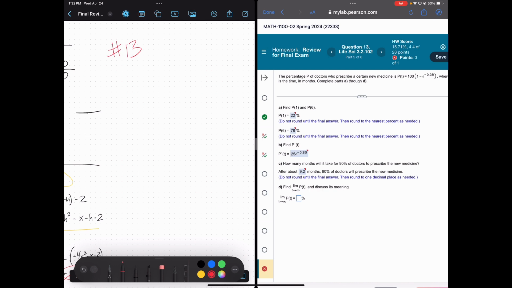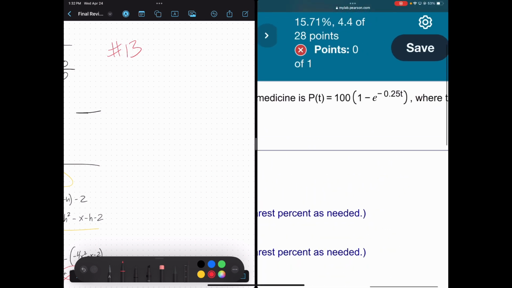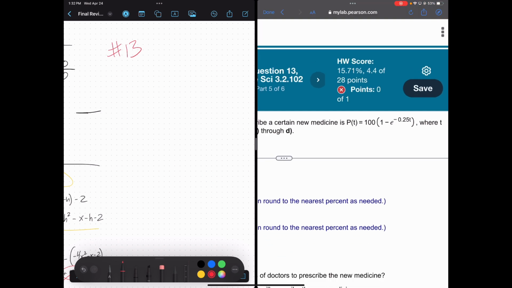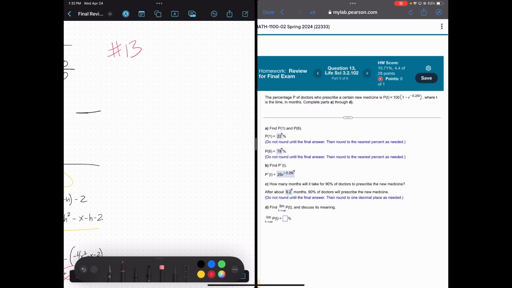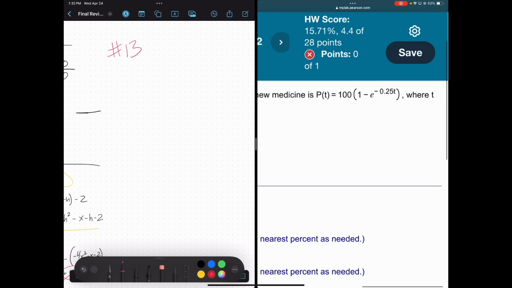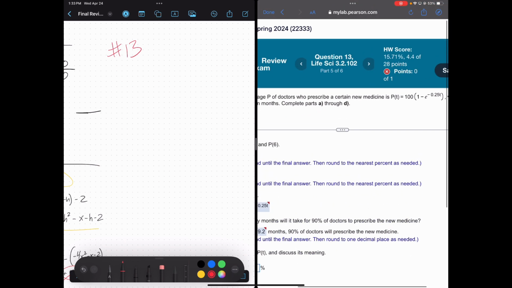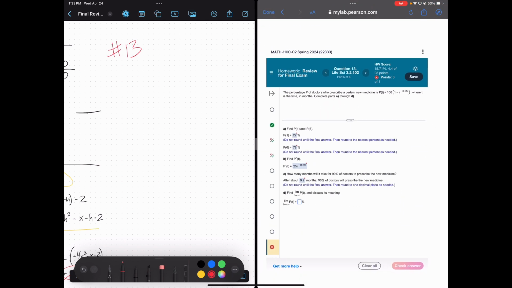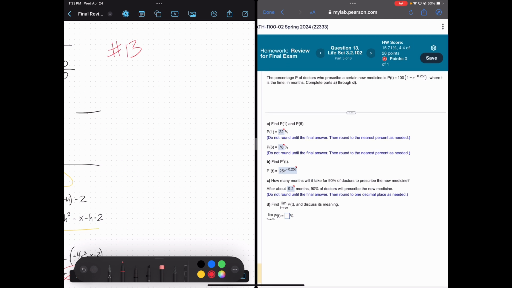Chapter 3 was all about exponential functions and logarithmic functions. So you'll notice here we have a good little exponential function using e, right? Using a base e. The percentage of doctors who prescribe a certain new medicine is P of t equals 100 times this little expression, 1 minus e to the negative 0.25 t, where t is time in months. So this one has a bunch of different parts, so I went ahead and answered it all wrong just so we could see all the parts.